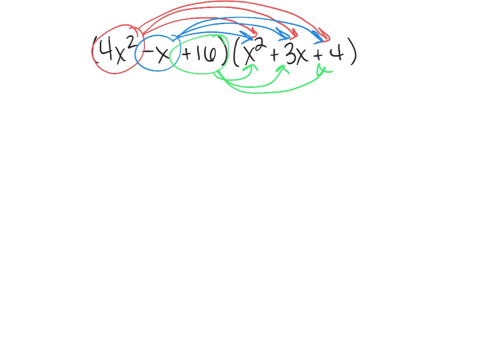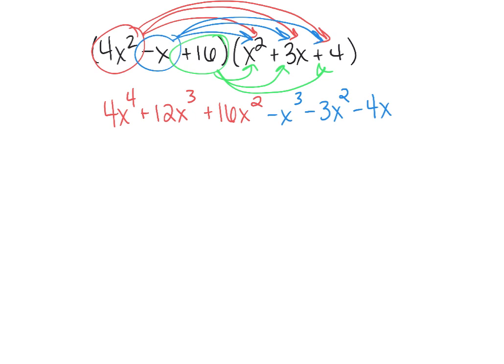So let's start with that 4x squared and multiply it to the x squared, the plus 3x, and the plus 4. We'll end up with 4x to the fourth plus 12x cubed plus 16x squared. That's just 4x squared times x squared, 4x squared times 3x, and 4x squared times 4. Now we'll do the same thing with that negative x. So we have negative x times x squared gives us negative x cubed. Negative x times 3x gives us negative 3x squared. Then negative x times 4 gives us negative 4x.